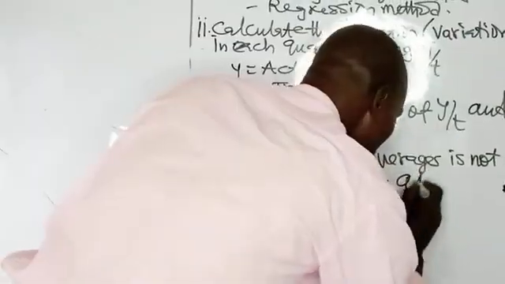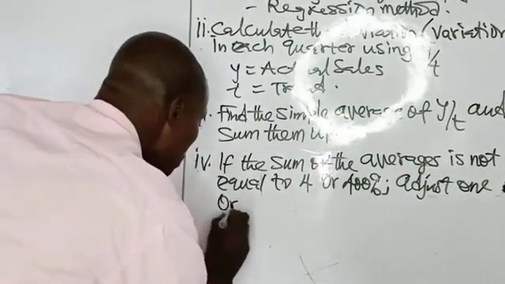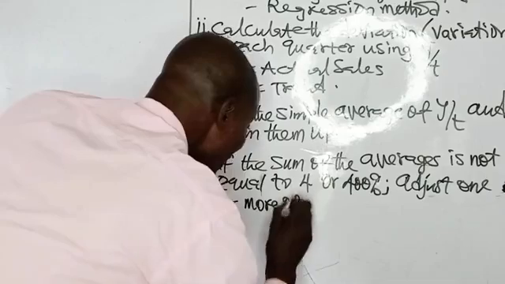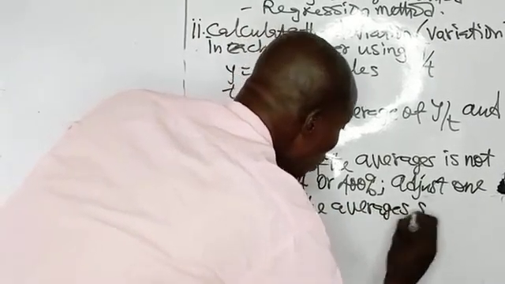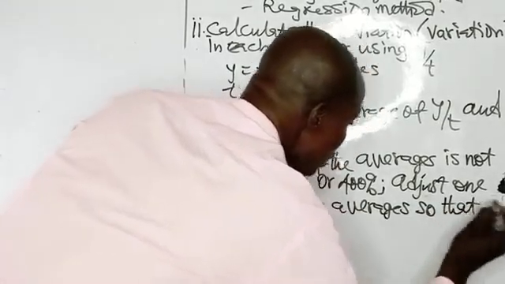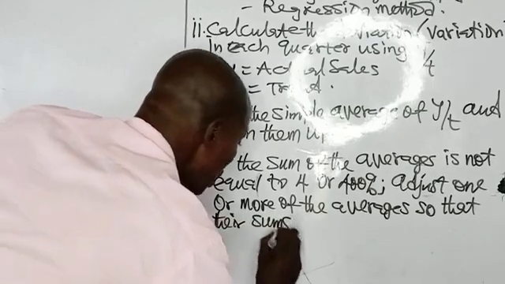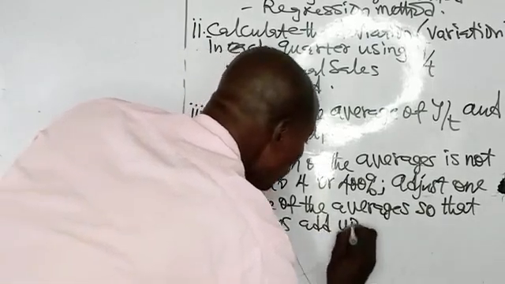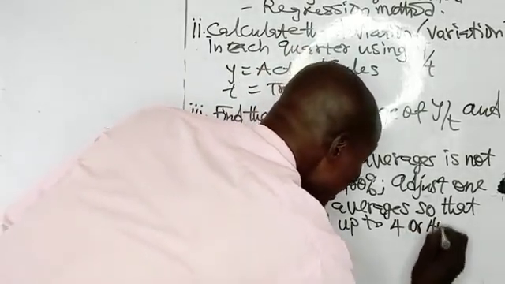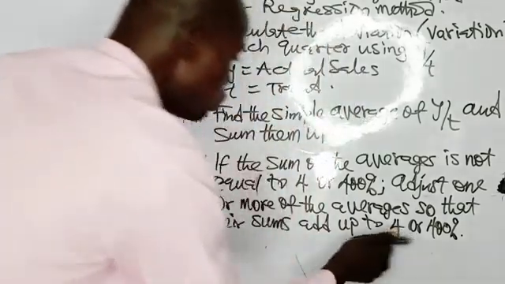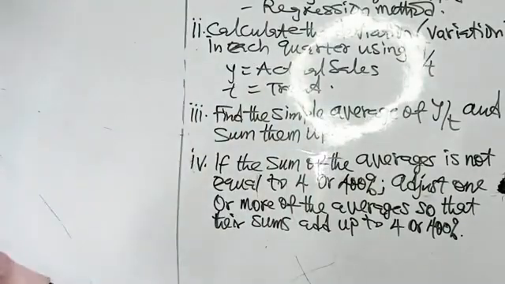adjust one or more of the averages so that their sums add up to 4 or 400%. I've told you 4 for decimal, 400% for percentages.